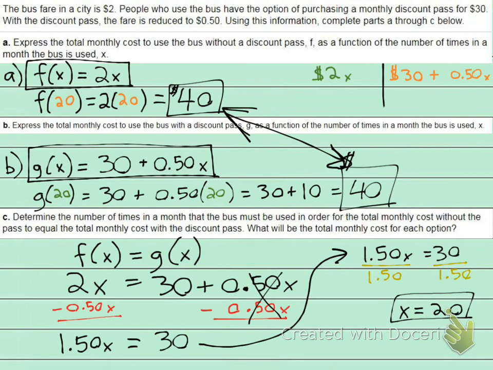By the way, streetcar, $1.25. Pretty good deal, huh?